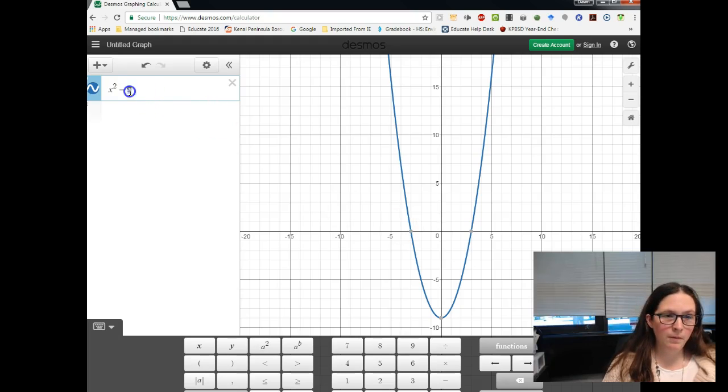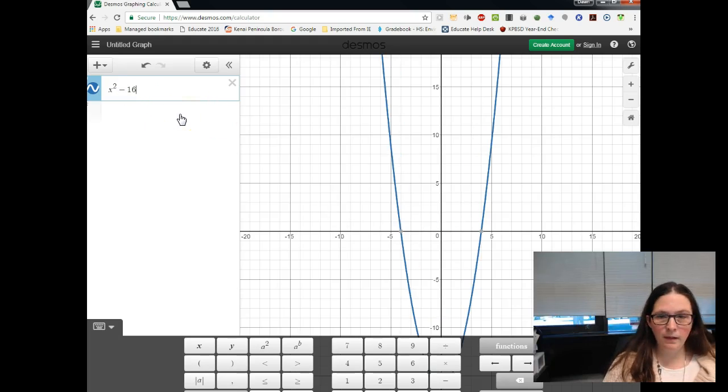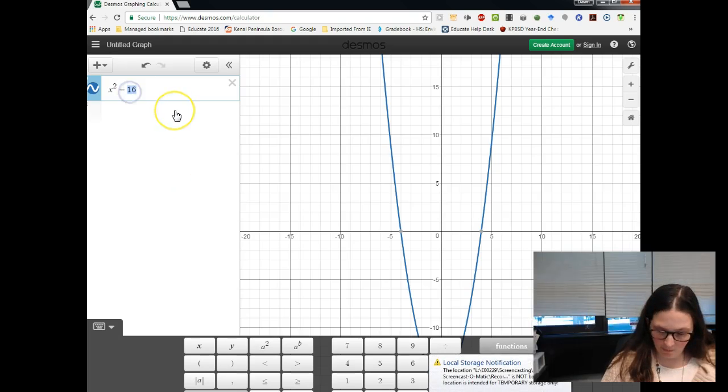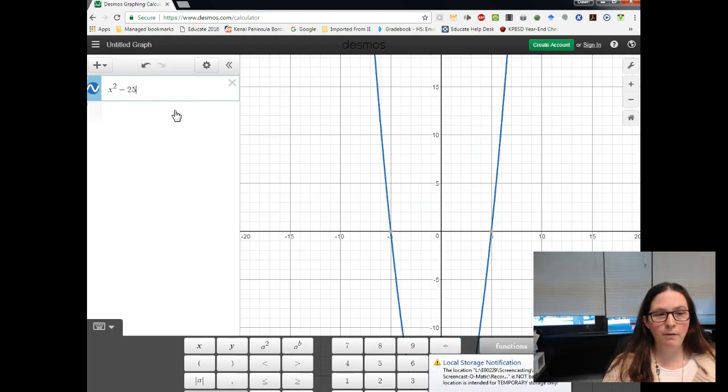So let's try another one. I'm going to do it at negative 16 now. You'll notice my solutions are at negative 4 and positive 4. If I do one more here, I'm hoping you can predict, if I did 25, it shouldn't surprise you to see that our zeros are at 5 and negative 5.